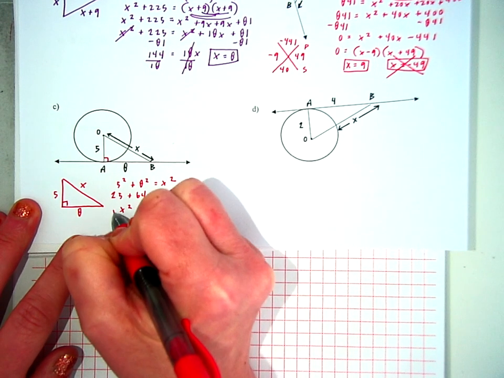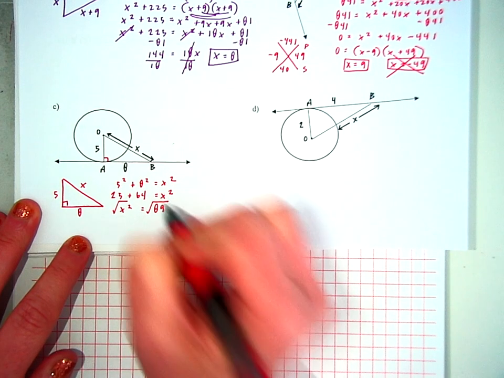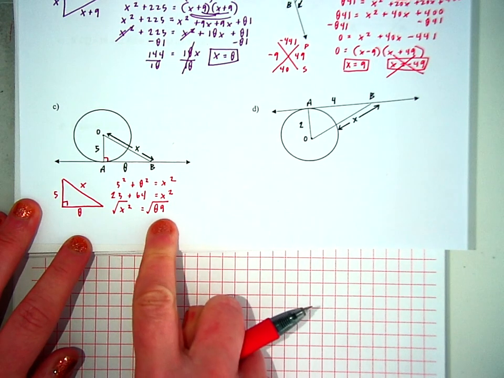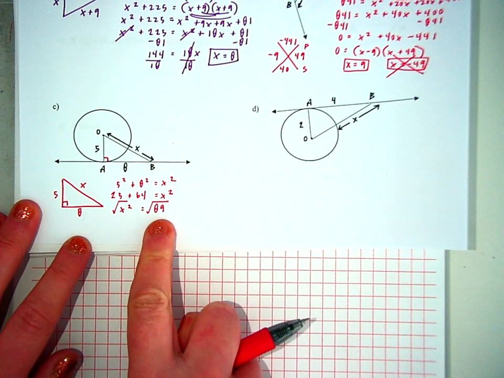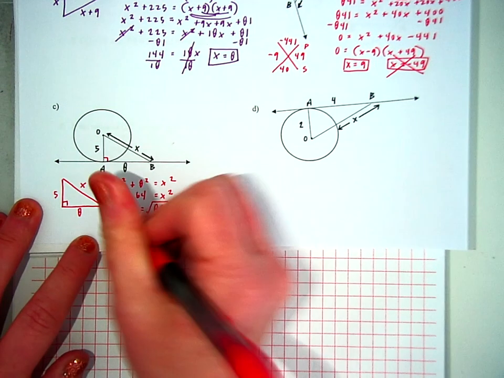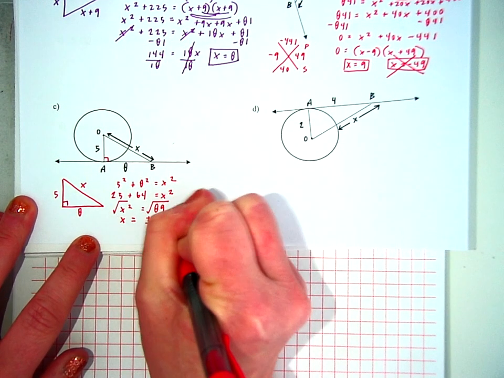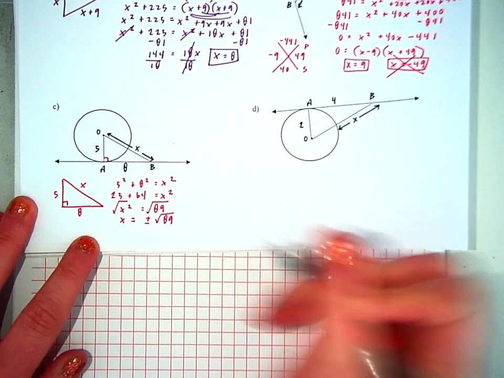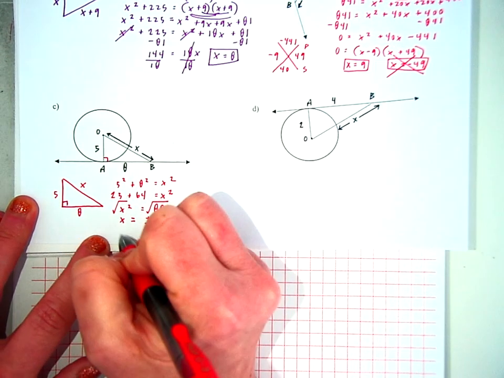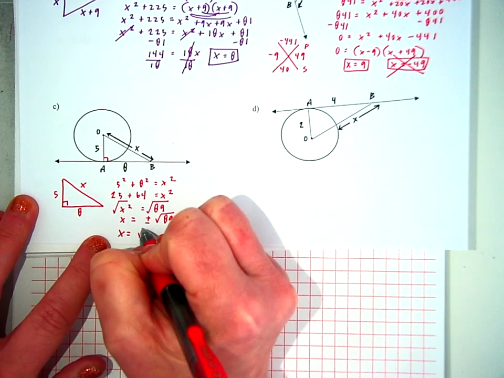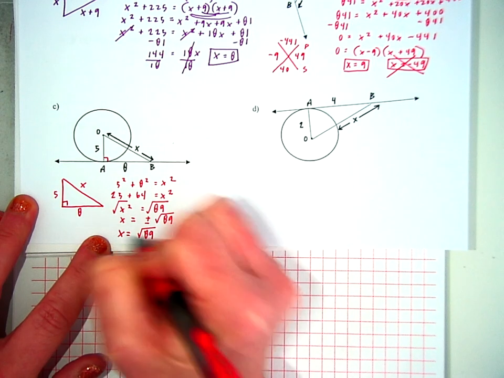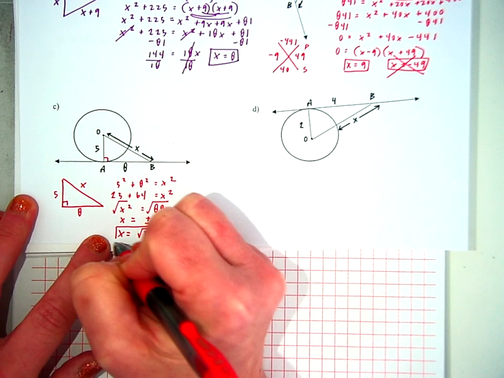I solve by taking the square root this time. And I'm looking for any pair that would multiply to get us 89, and I don't see any. So I know that x technically would be plus or minus the square root of 89, but I can't have a negative measurement, so I'm only interested in the positive square root of 89 as my final answer.